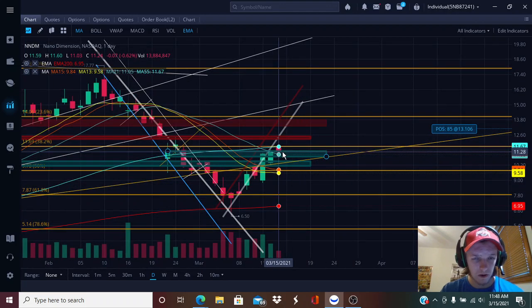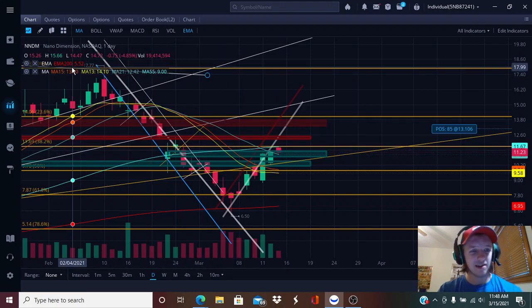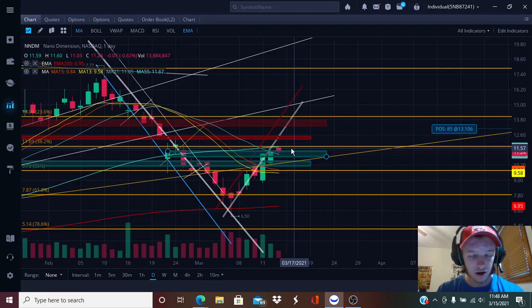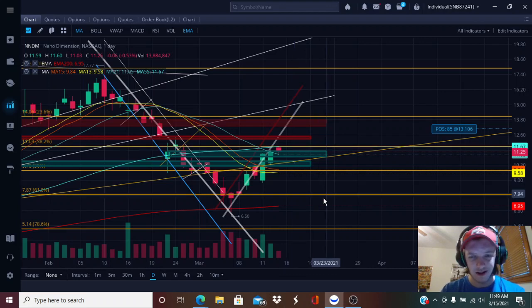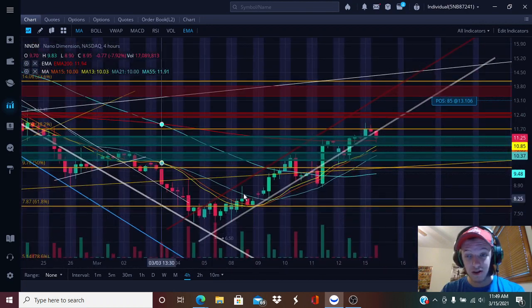One cause for concern is going to be the 55-day moving average, this one right here, the teal one. If you're confused on how I'm getting to these numbers, that's the key right there that you're going to want to look for. We are getting rejected and seeing some resistance here at that 38.2% retracement level, that Fibonacci level at roughly $11.69. So we are seeing some significant resistance there.